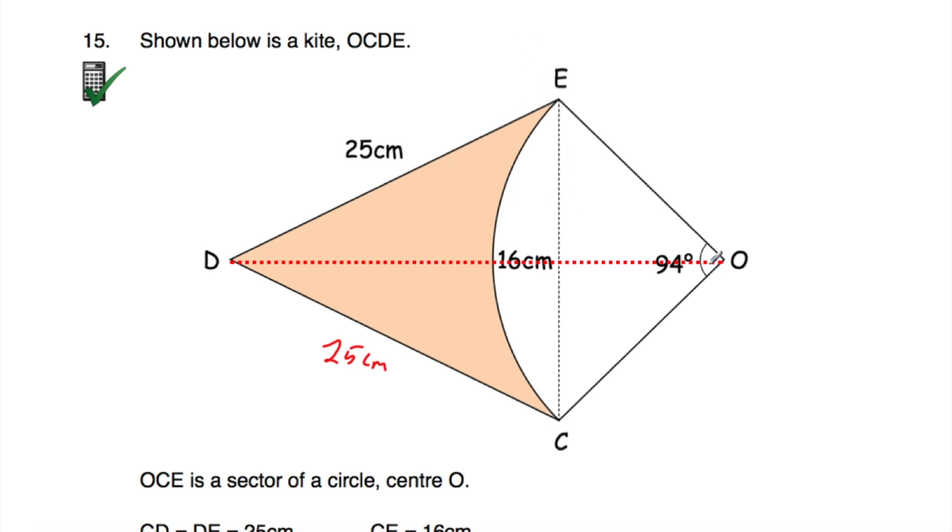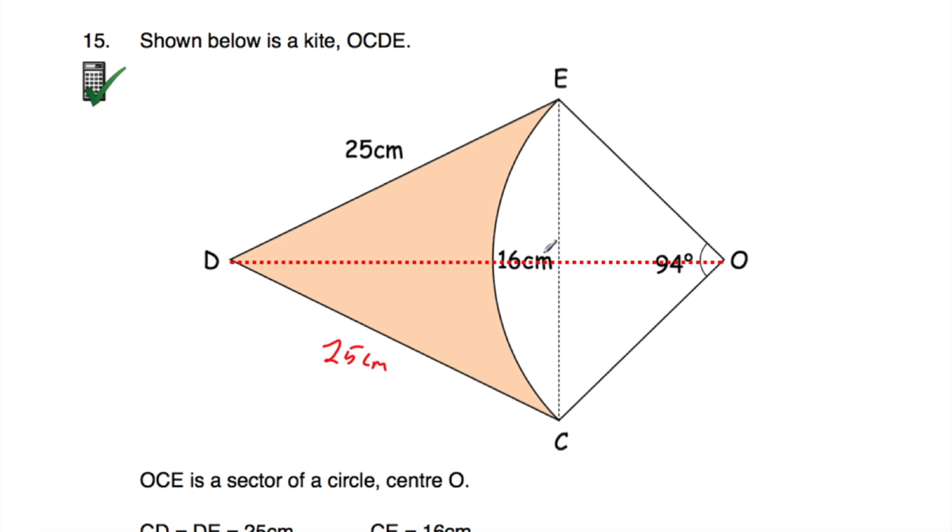Okay, so we need to find some measurements here. We need to find this distance here from O to D, because we need that for finding the area of the triangle, because remember we're going to do half the base times the height. And we also, very importantly, need to find the length from O to E. So I'm going to start by finding the length of O to E, the length of this distance here.